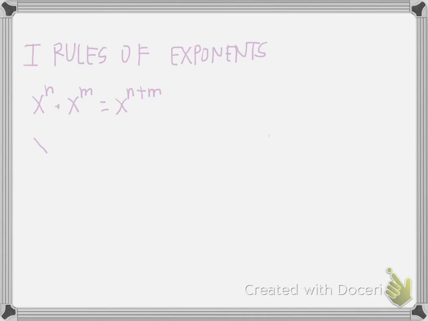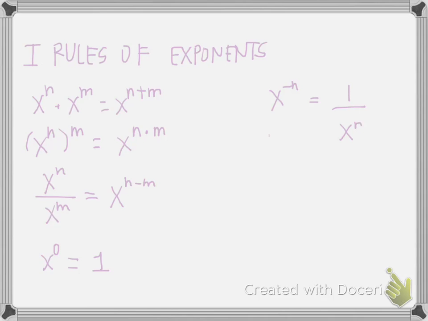Okay, when we raise a base to a power, we are going to multiply those exponents. When we divide like bases, we are going to subtract the exponents. When we raise a base to the 0, it is going to be 1, and then when we have a negative exponent, we can make it positive by moving it to the denominator.